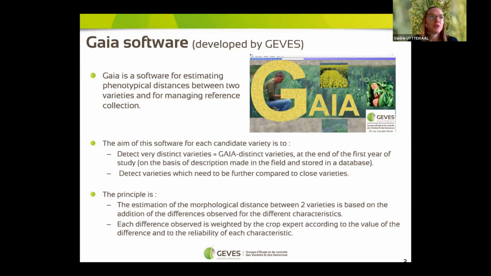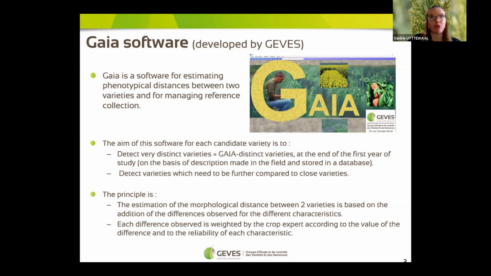The principle of Gaia software is the estimation of the morphological distances between 2 varieties based on the addition of differences observed for the different characteristics. And each difference observed is weighted by the crop expert according to the value of the differences and the reliability of each characteristic.